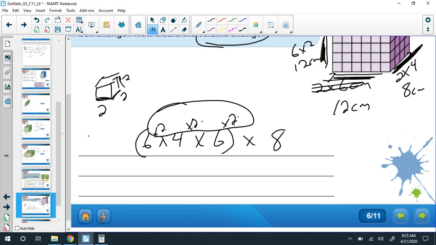So just keep that in mind. If you double every dimension, you don't just double the volume of your rectangular prism, you actually increase it by a factor of 8.